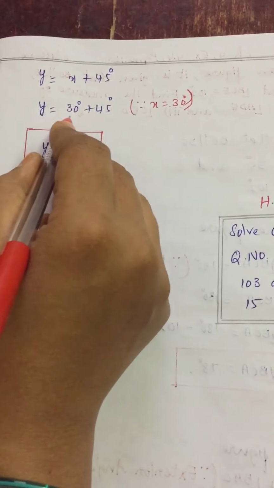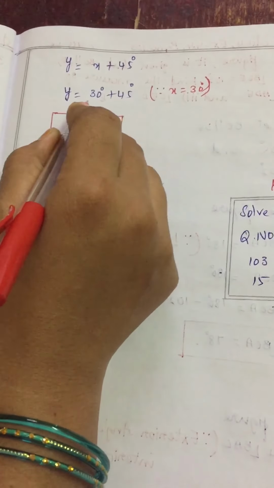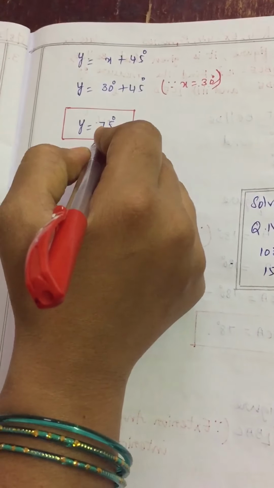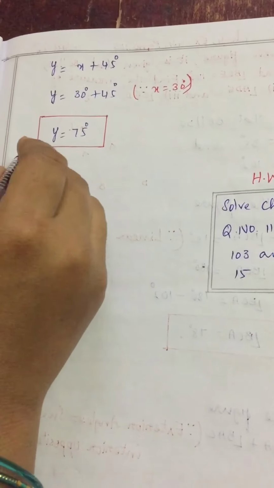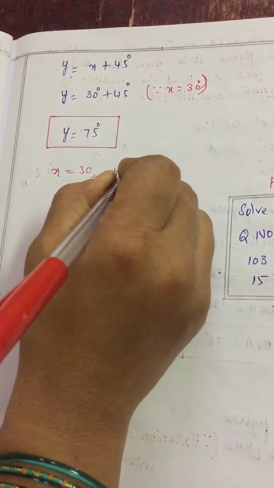The x value we just got, that is 30 degrees. So y equals 30 plus 45 degrees. 30 plus 45 is 75 degrees. So the y value we got is 75. So x is 30 children and y is 75.